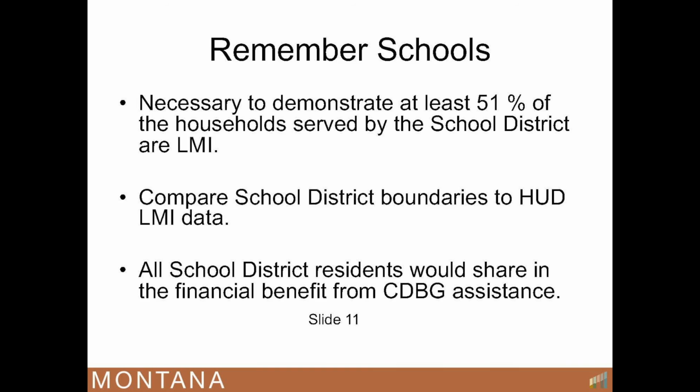Okay, slide 11 includes some notes in regards to schools in those cases where a city, town, or county wishes to submit a CDBG application on behalf of a school district. Just like in the case of city or town applications or applications submitted on behalf of an LMI neighborhood, in the case of schools, it's necessary to demonstrate that at least 51% of the households served by the school district are low and moderate income. So in these cases, it's necessary to compare the school district boundaries to the HUD low and moderate income data.